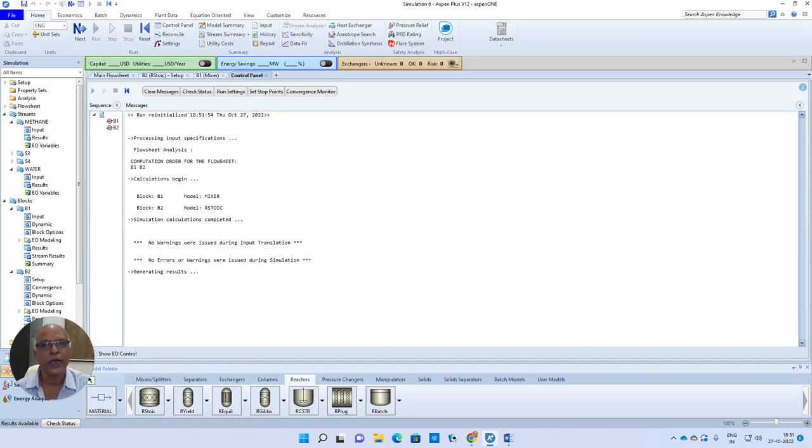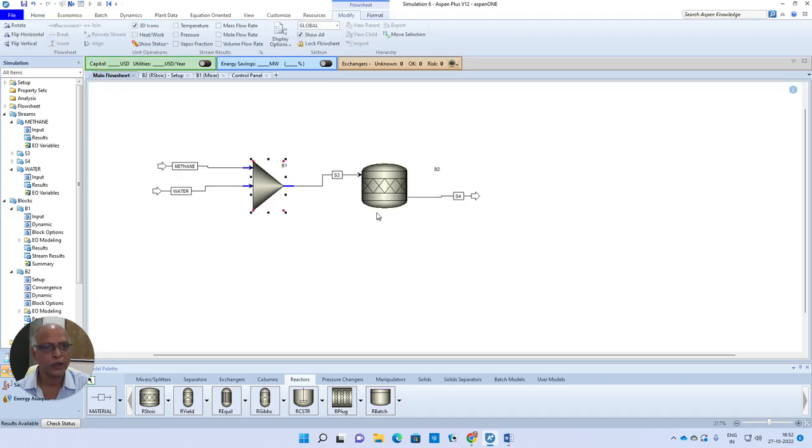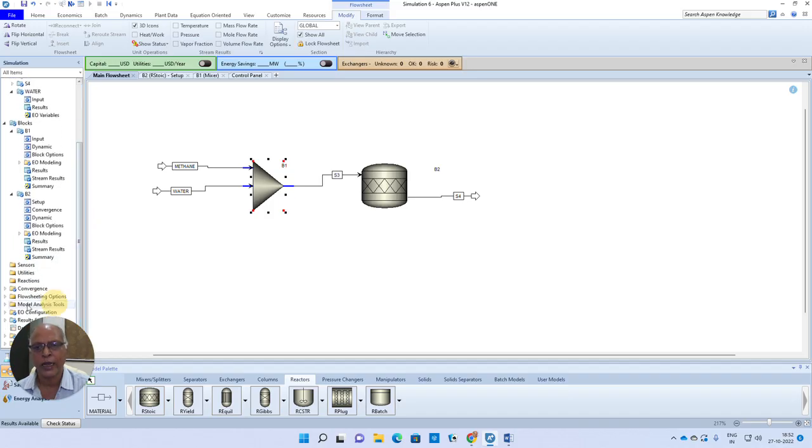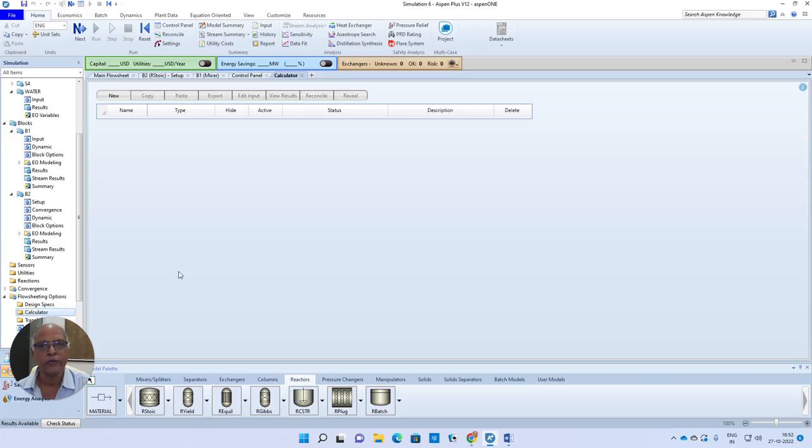Now you can see the calculations are done, and we have not addressed the problem of reporting the duty, and we are not addressing the issue of varying the methane flow rate as well as maintaining the ratio of methane to water. First of all, let me introduce a calculator block, then we will try to use a sensitivity block.